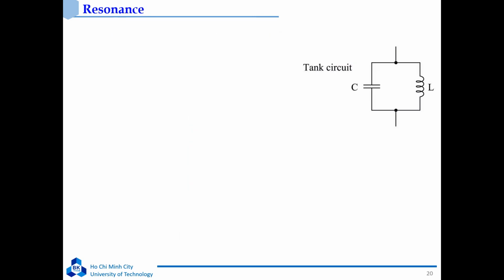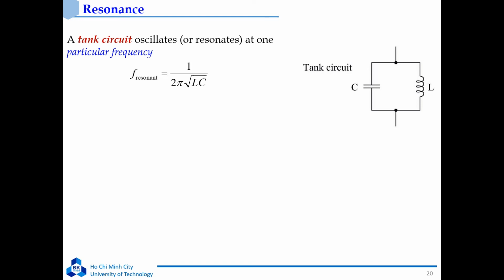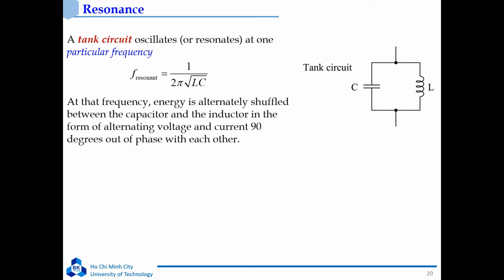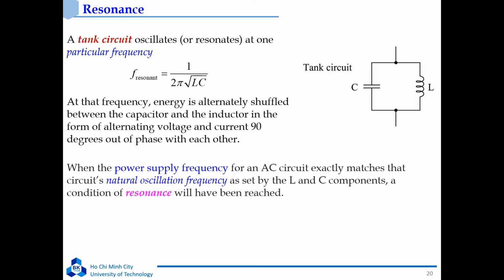A tank circuit that includes a capacitor and inductor oscillates at a particular frequency. It's called the resonance frequency. F resonance equals 1 divided by 2 pi square root of LC. At that frequency, energy alternately shuffles between the capacitor and inductor in the form of AC voltage and current 90 degrees out of phase with each other. When the power supply frequency of an AC circuit exactly matches the circuit's natural oscillation frequency as set by the L and C components, a condition of resonance is reached. That is the resonance phenomenon.